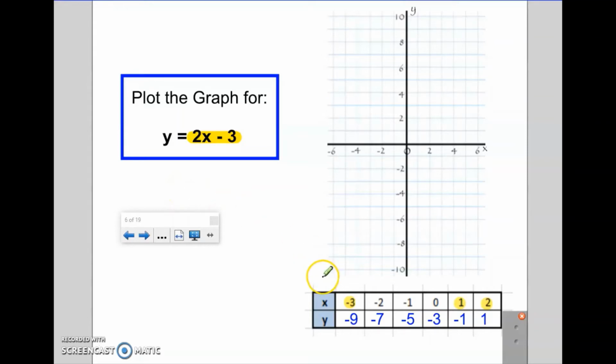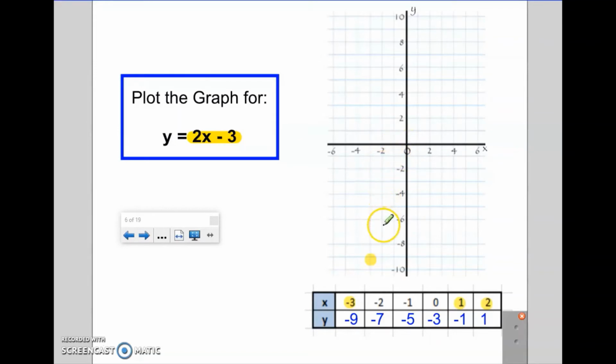Okay, so now I've completed the table. I've found a set of coordinates that all lie on the line y equals 2x minus 3. I'm going to go ahead and plot those coordinates. I'm going to go along to minus 3 and down to minus 9. You'll notice that the scale on my axes is a little bit different to the previous slide, just because I'm dealing with a -9 here, so we needed slightly more space to include all the values. So the axis itself looks a little bit different, but the process is exactly the same.